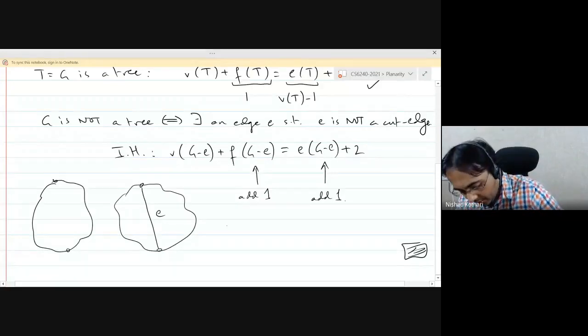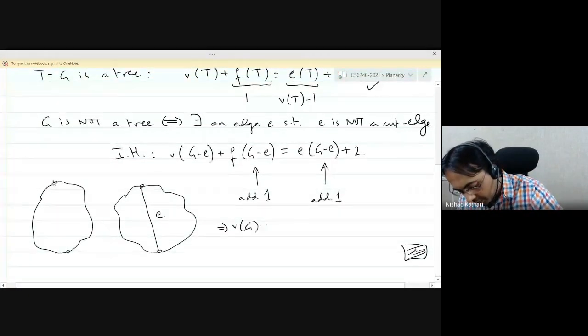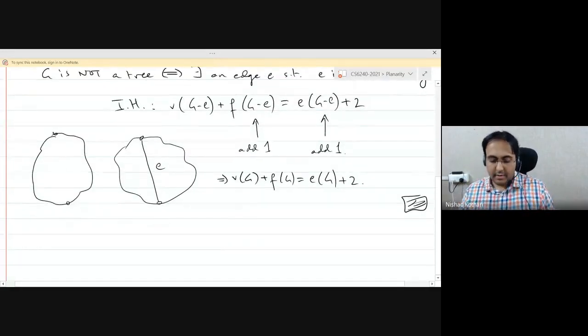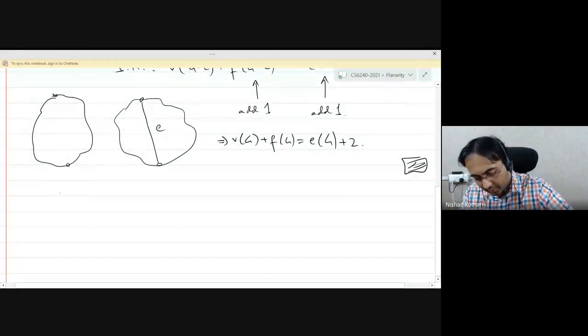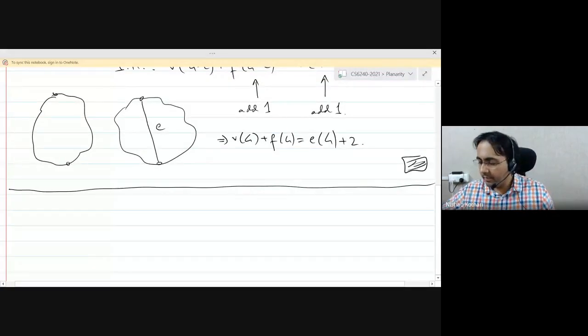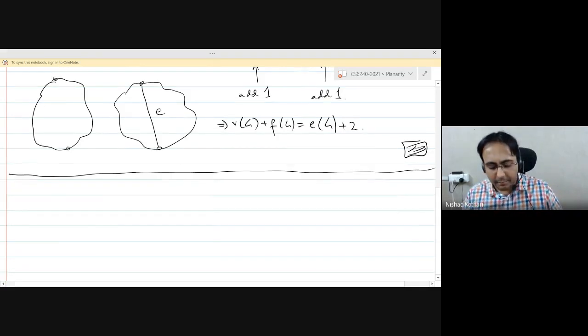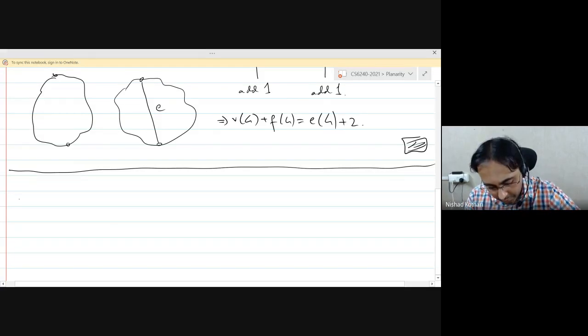Okay, so we are done. The number of vertices of G plus the number of faces of G is equal to the number of edges of G plus 2. Okay, good. So that's a proof of Euler's formula. Any questions or concerns? Okay, so if not, let's discuss some consequences of Euler's formula.